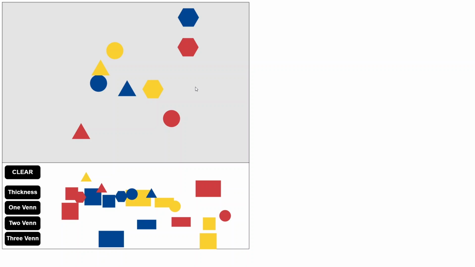Next, I am a hexagon or I am blue. A circle is not a hexagon or blue. This yellow triangle is not a hexagon or blue. Same thing with this red triangle and this yellow circle. Everything left is either a hexagon or blue. Our next clue, not yellow. So I'll remove the yellow.